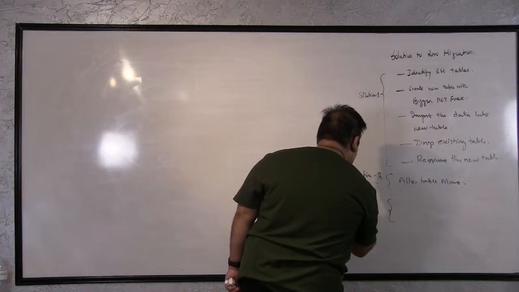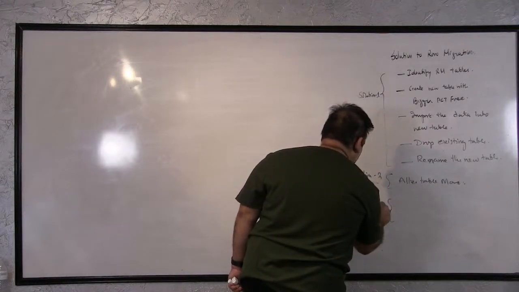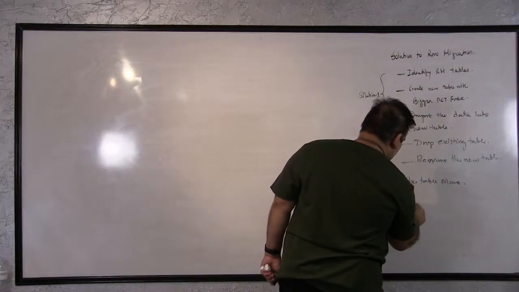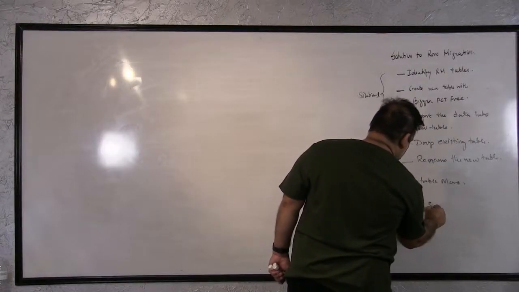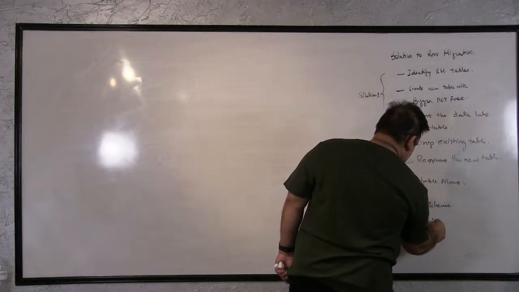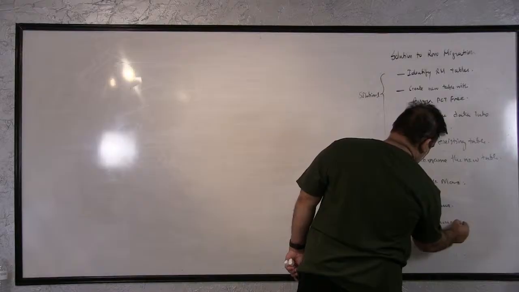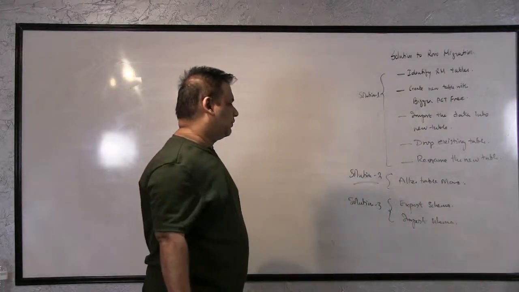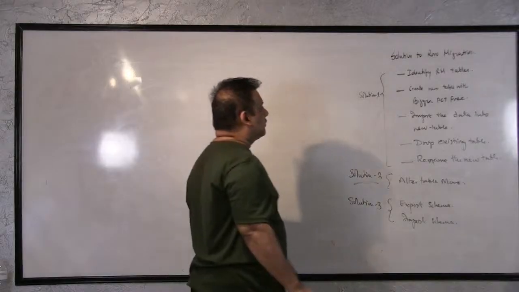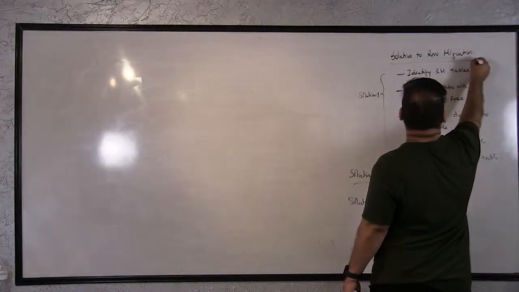Option 3, solution 3 is export schema and then import schema. Yeah, so we'll get the new row. So that is the solution to the row migration.